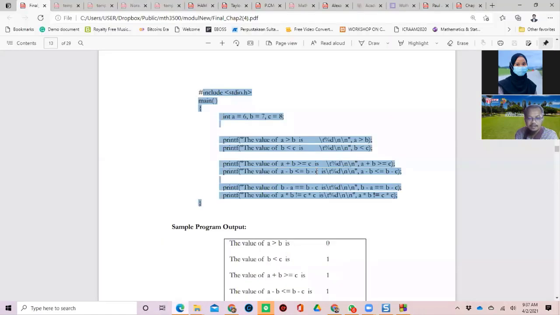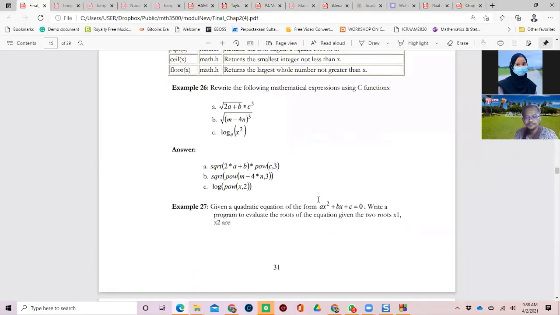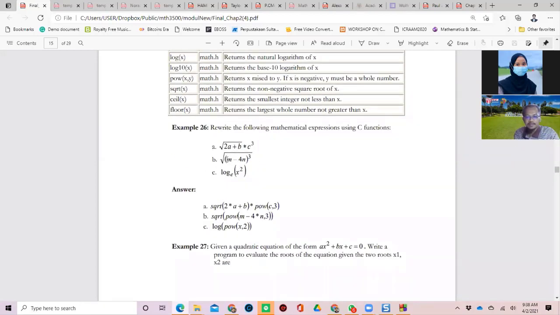Okay, now there is a little more. Let's look below. Next example here: square root of 2a plus b, times c cubed. In C, we need to write it like this: SQRT bracket 2 star a plus b, with the brackets, and then times POW c, comma 3. This POW c is c to the power of 3. So in C, we write like this.